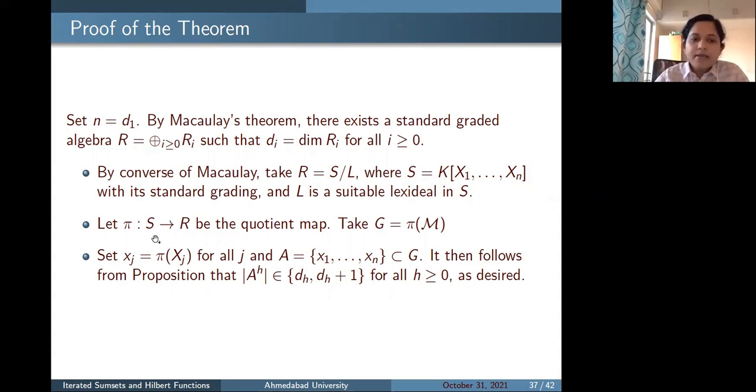Now, pi is a mapping from S to R. So I'm taking G to be pi of M. I'm setting x_j to be pi of x_j for all j, and A to be x_1 and so on, which is a subset of G. And it follows from the proposition that the cardinality of A_h belongs to the set d_h plus 1.